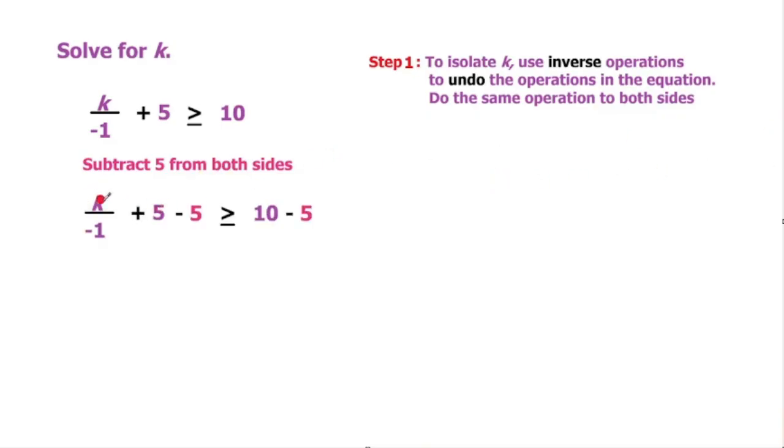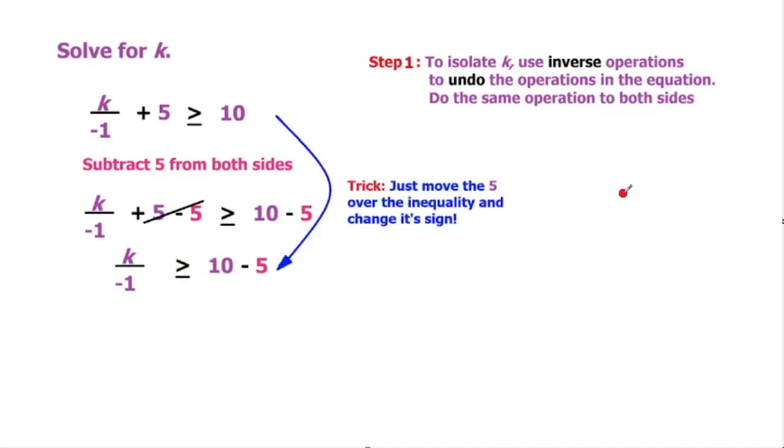So we have k over negative 1 plus 5 minus 5 greater than or equal to 10 minus 5. So that goes away. So we're left with k over negative 1 greater than or equal to 10 minus 5. So this is the trick that I was trying to say to you at the beginning, is you could just move this over and change its sign. So the trick is just move the 5 over the inequality and change its sign. That's basically what you're doing here, okay? By subtracting 5 on both sides.